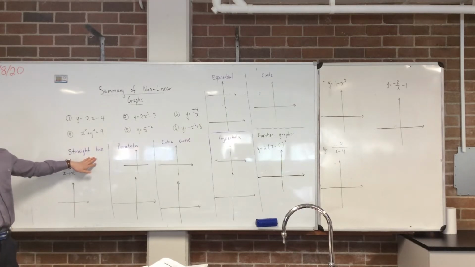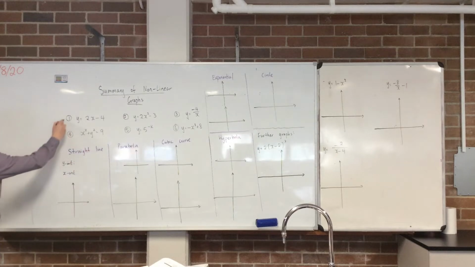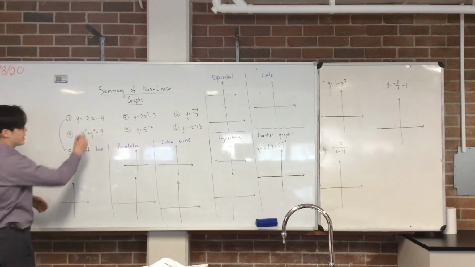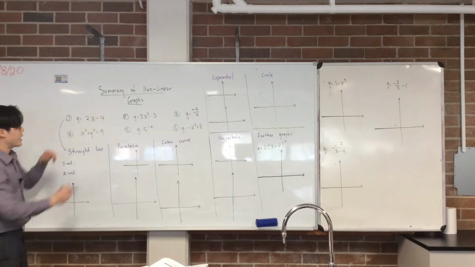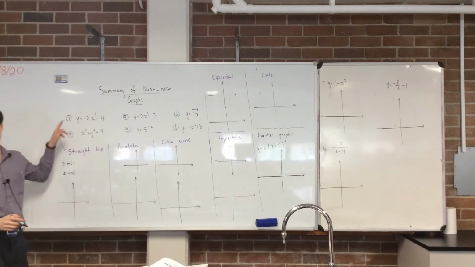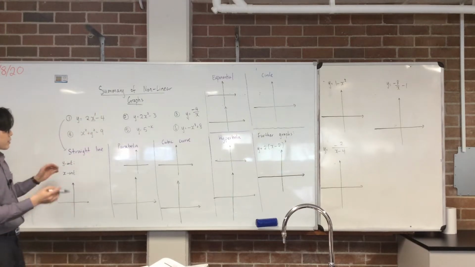Which one of these is straight line? Number 1. How do you know it's number 1? Because there's no square. Yeah, that's right. Girls, if it's just x without any power, in this case the power is technically 1, it's a straight line. Let's just keep going.